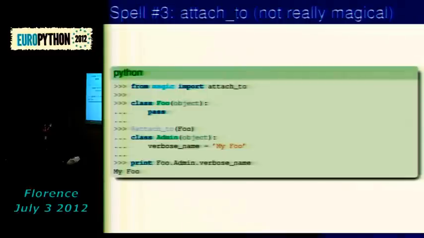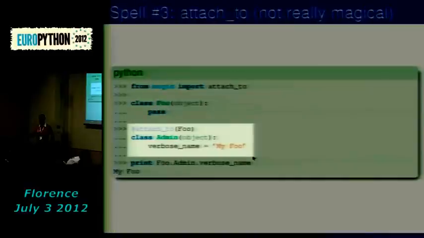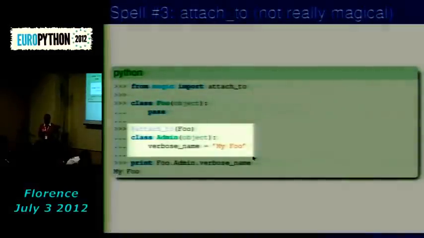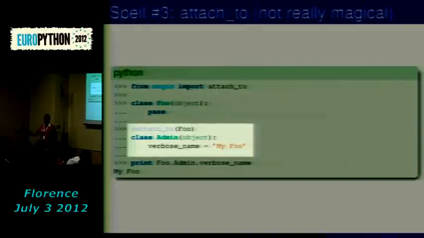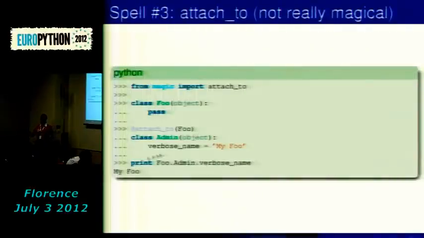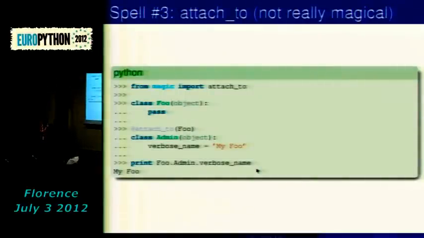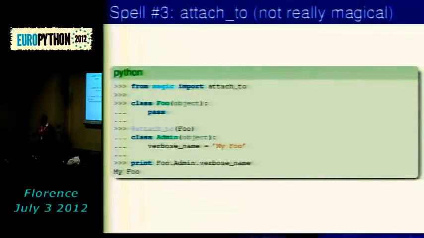So we can just instantiate the class Foo, then we use this class decorator, attach_to(Foo), then we define our admin class, and then magically this Admin is attached as Foo.Admin. And then Camelot is happy, we are happy because we split our logic into different files.